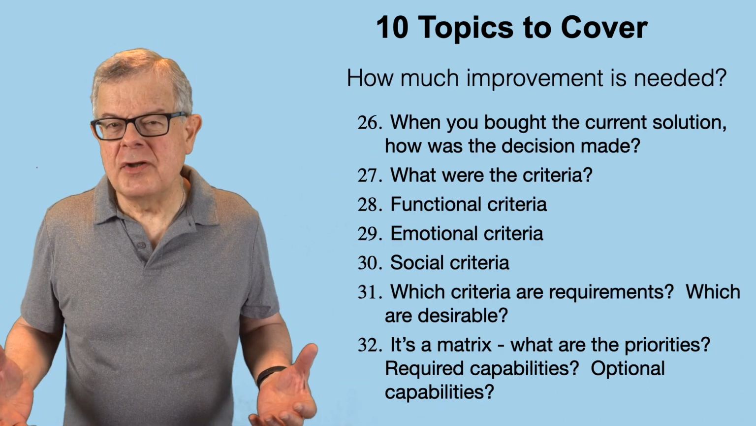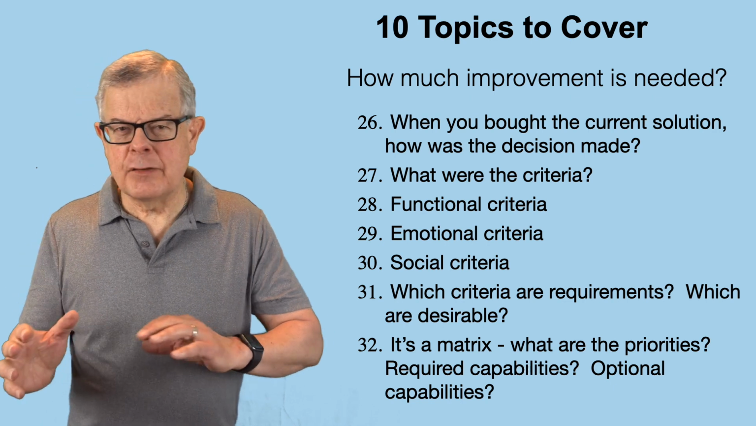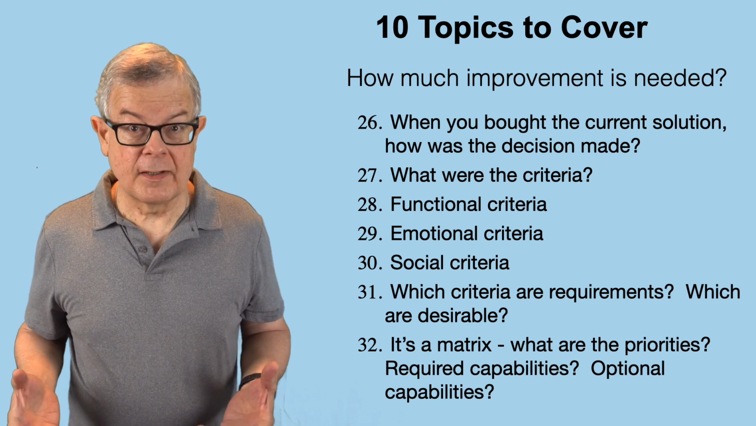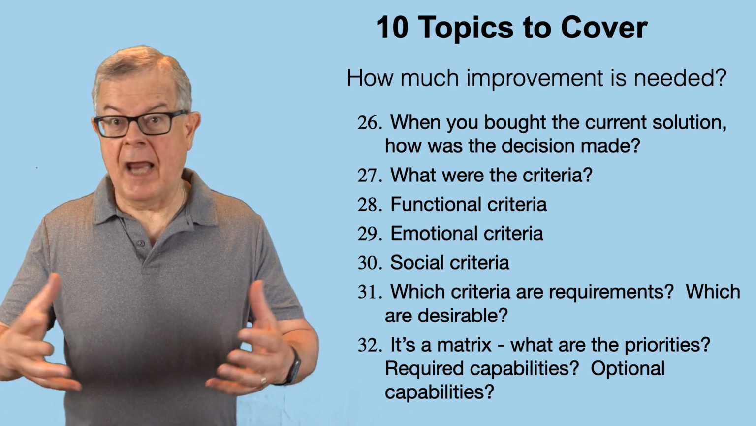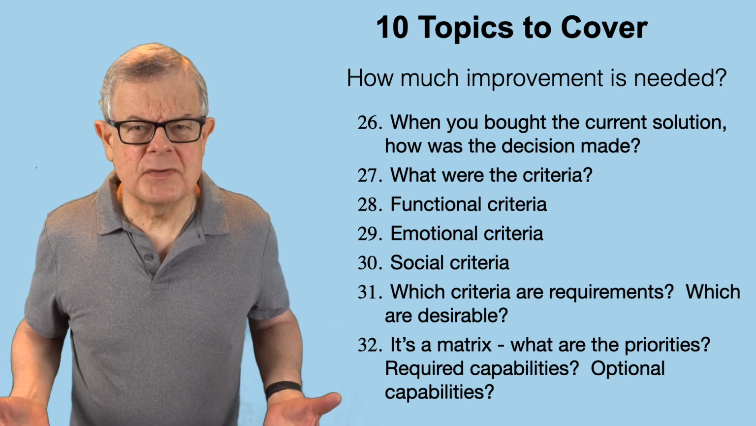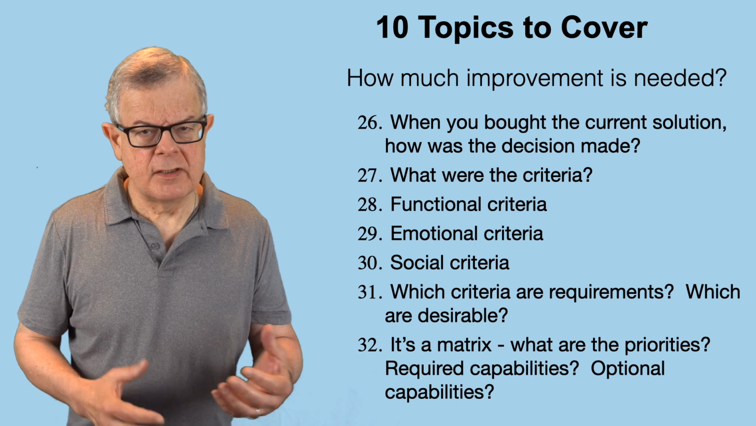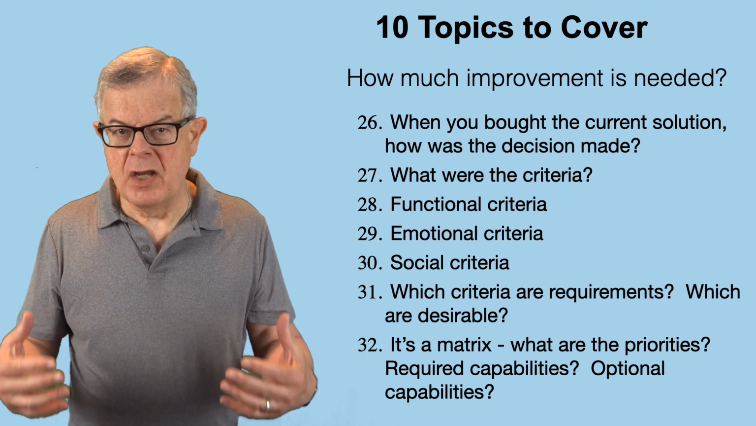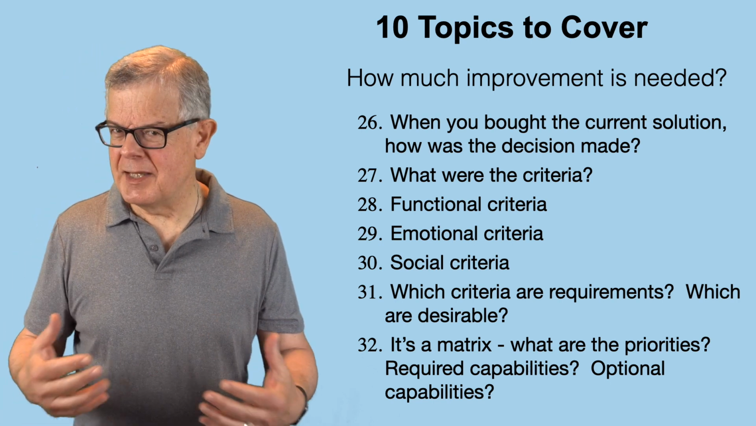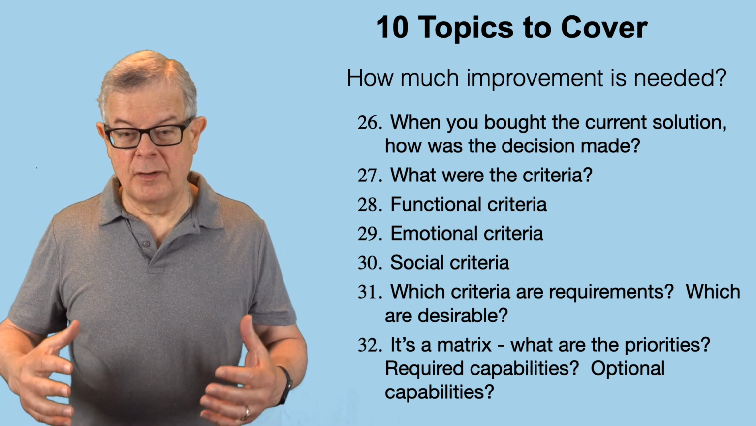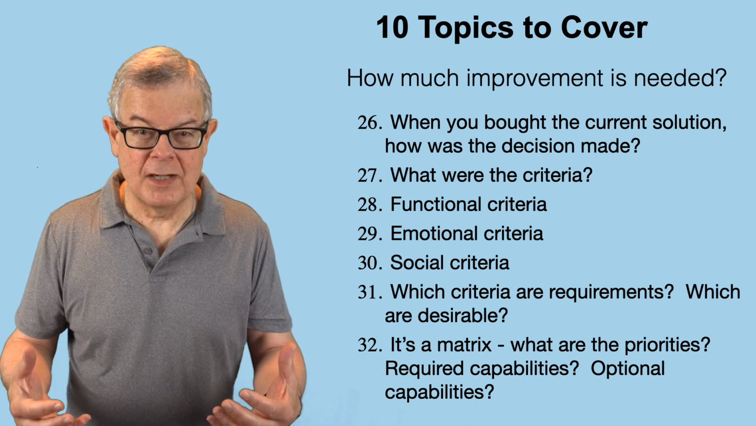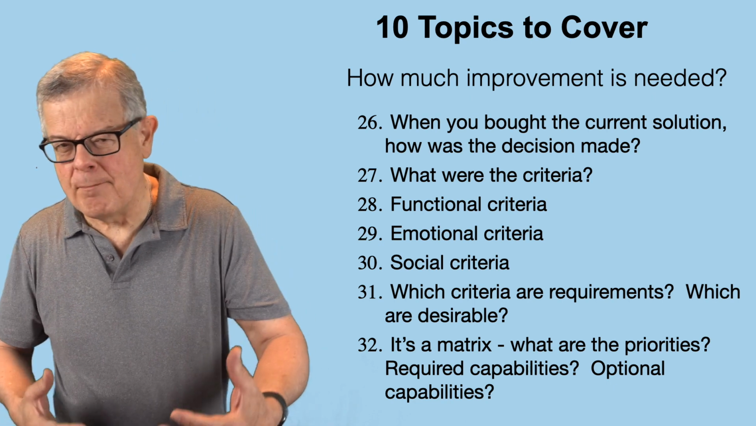Next topic, how much improvement is needed? This is just taking a different angle at trying to understand if the value you're going to deliver is going to be important enough to motivate a change. So ask about how they assess a product. When you bought the current solution, how was that decision made? What were the criteria? What were the specific functional, measurable criteria? What were the emotional criteria? Decision making is always an emotional process. Was there just a particular organization buy-in? They really liked the old product, they didn't want to change, or was it disliked? What was the emotional context?